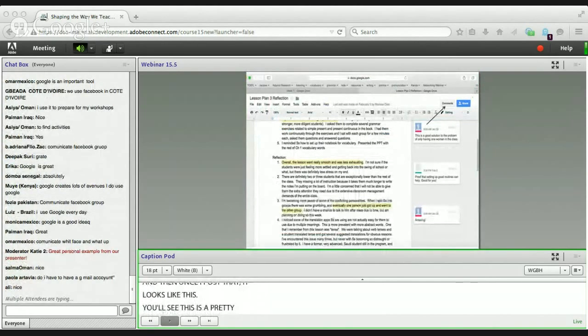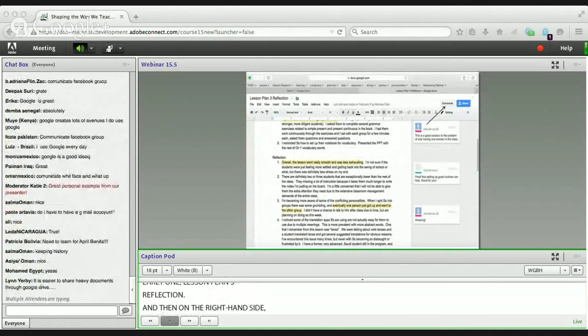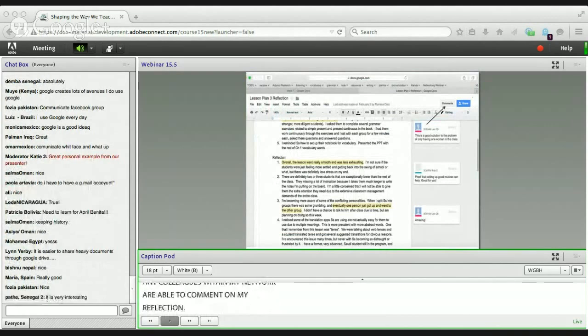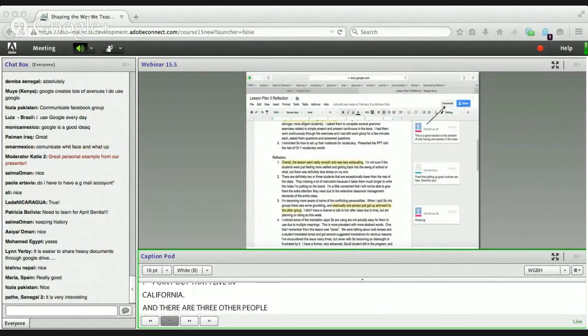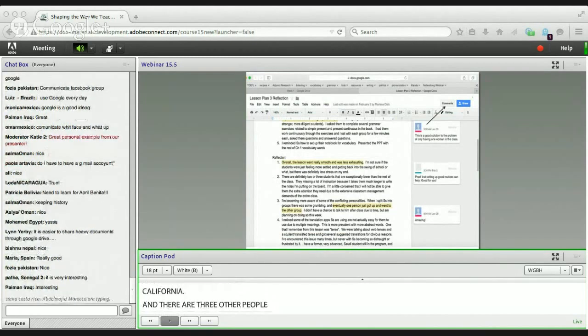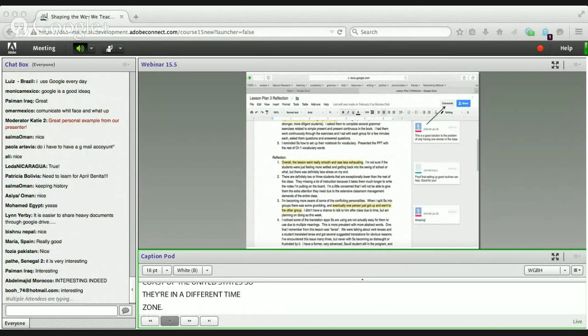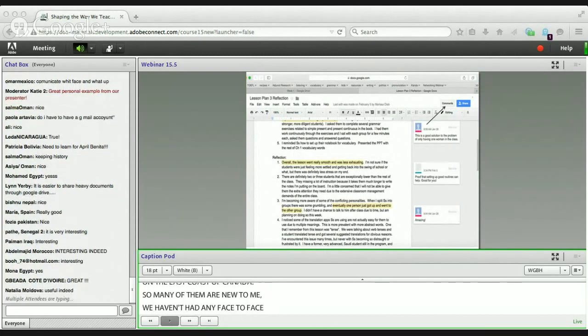And then on the right-hand side, you will see this is where the collaborative aspect comes in, is that my colleagues within my network are able to comment on my reflection. And I'd like to point out that I live in California, and the 3 other people that are working on this with me do not live anywhere near me. 2 of them live on the East Coast of the United States, so they're in a different time zone. And one of them lives in Canada, on the East Coast of Canada. So none of them are near to me. We haven't had any face-to-face interaction on this specific project. I know them very well. But we don't meet face-to-face.